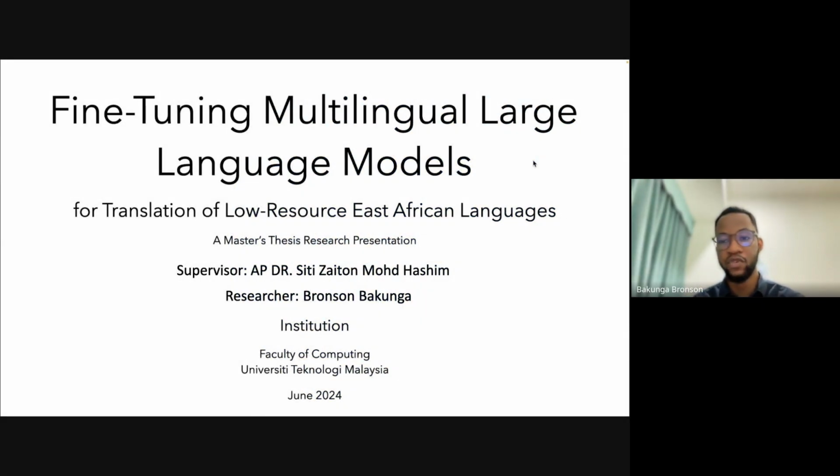So getting right into it, I sort of touched on it, but the title of this is going to be Fine-Tuning Multilingual Large Language Models for Translation of Low-Resource East African Languages. And my name is Bronson Bakunga, as I have previously introduced myself. And my supervisor is Associate Professor Dr. Siti Zaiton. I currently study at University Technology Malaysia, and I'm at the Faculty of Computing. So maybe we could go to the next slide and we could get started to understand the problem.